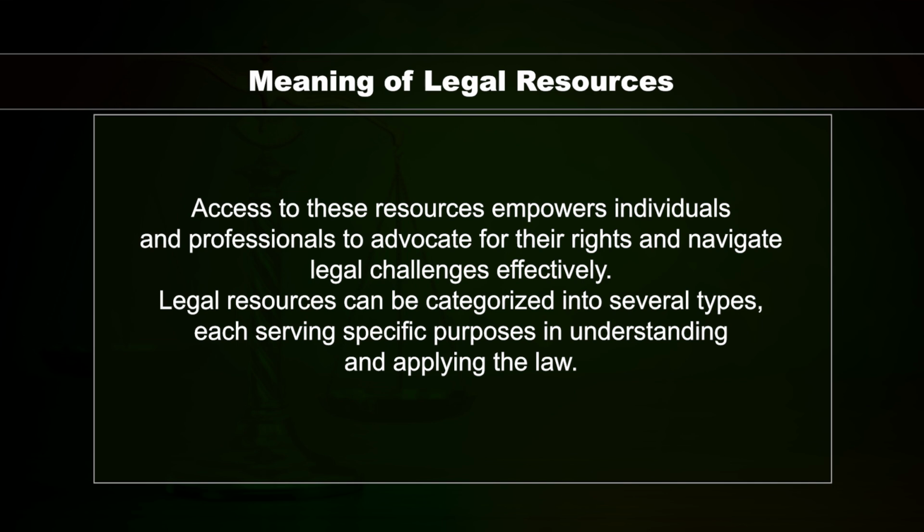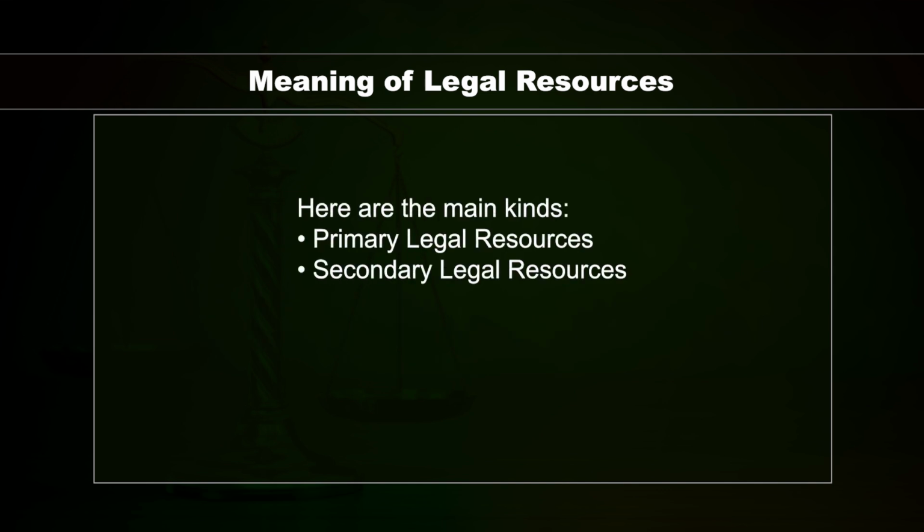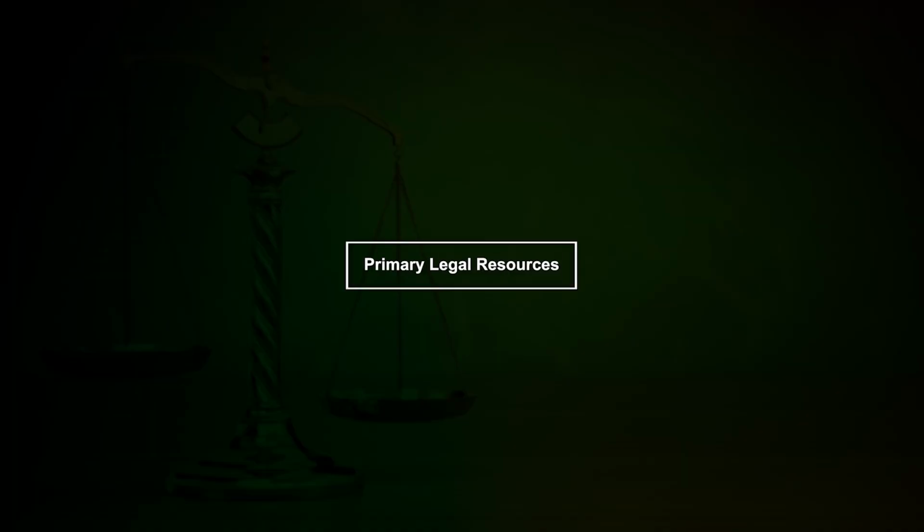Legal resources can be categorized into several types, each serving specific purposes in understanding and applying the law. Here are some main kinds. First one is primary legal resources, second one is secondary legal resources. So friends, at first we will elaborate primary legal resources.